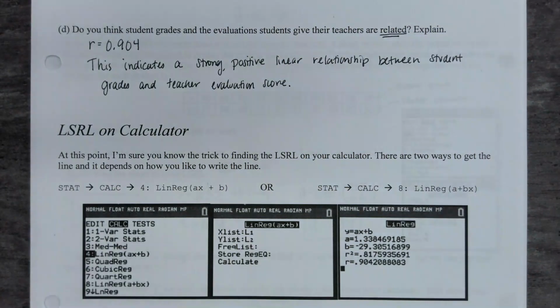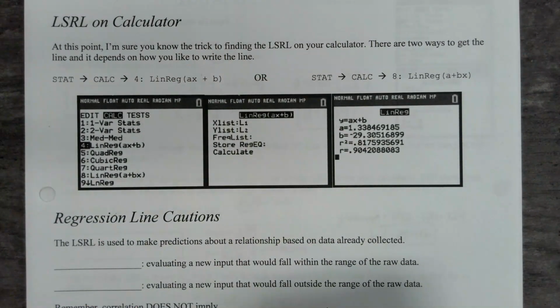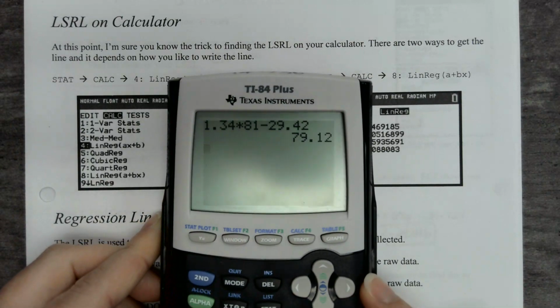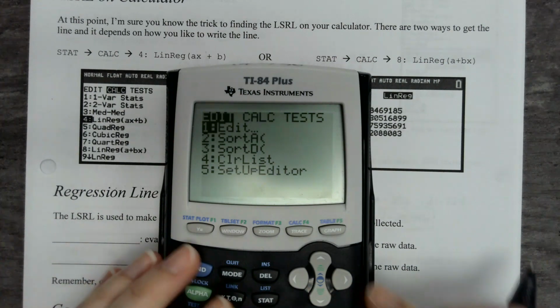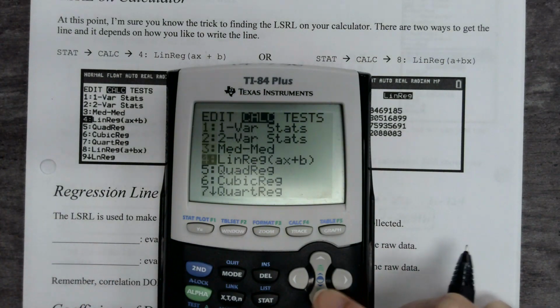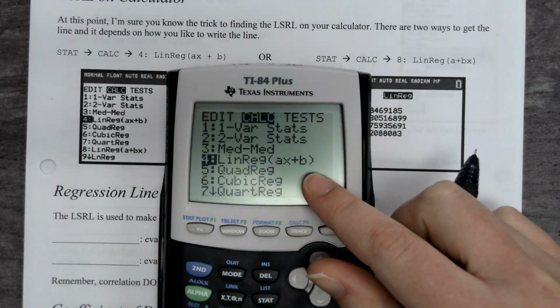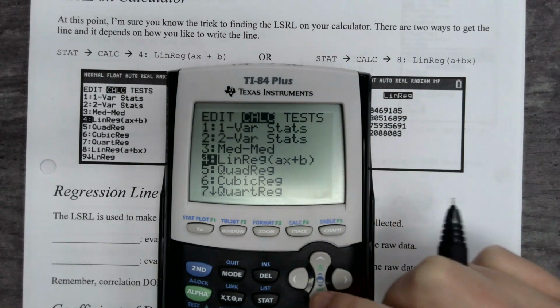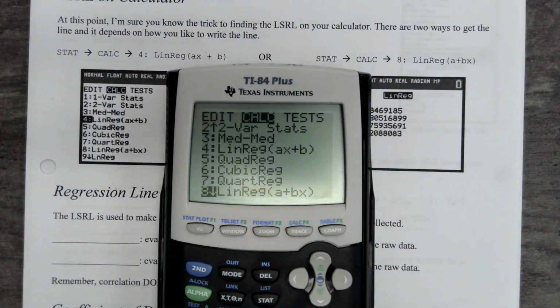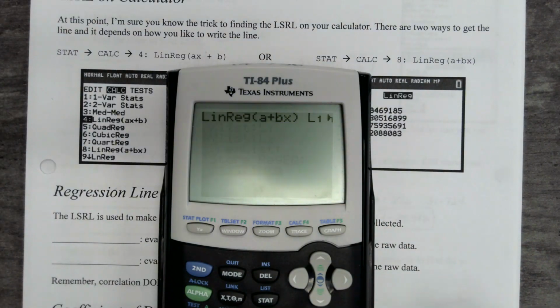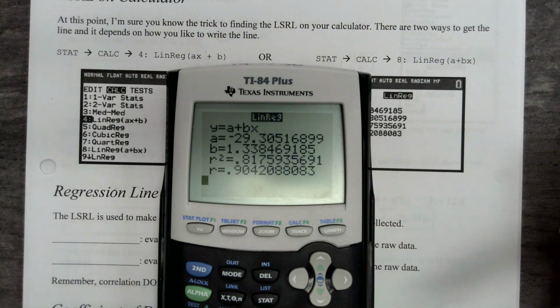So taking a look at your least squares regression on your calculator, which we kind of did already, and you kind of know the trick already, the only thing I want to show you is that there are two different ways that we can go about this. If you go to your stat and calc, if you scroll down, you can have your AX plus B, your 4, or you can have your A plus BX. Whichever you decide you want to do, it's going to be giving you the same exact answers regardless.